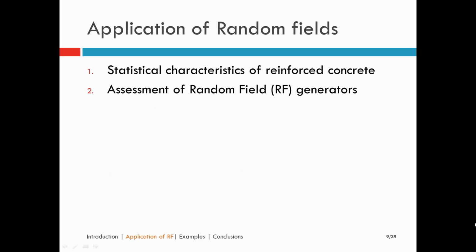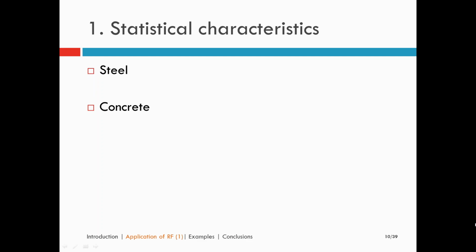Okay, if we want to generate random fields, we have to know two things. First of all, we have to know the input which we have to use for reinforced concrete. And second, we have to know which random field generator we need to use. So that's what we're going to talk about now. First of all, if we look to reinforced concrete, for the steel part there's a small variation in space, so it has no use to use a random field for that property. A random variable is appropriate for these properties.